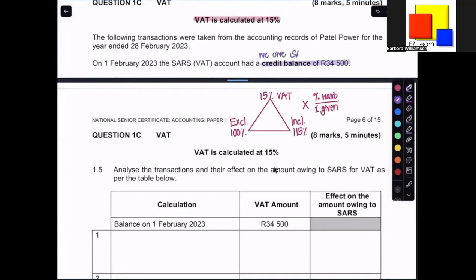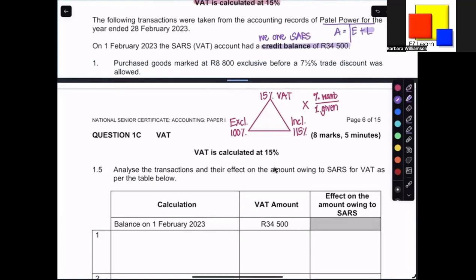Well, if I draw a little accounting equation, assets equals equity plus liabilities, remember that your debits and credits are based on that. And if we look at the T account that I've just created, you can see that on the credit side, we find the liability, which tells us we owe SARS.